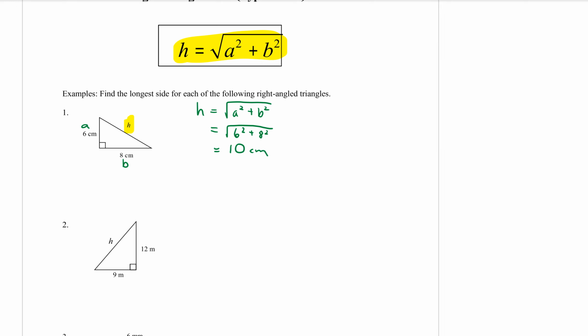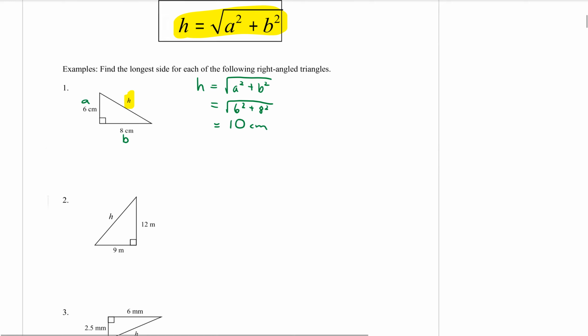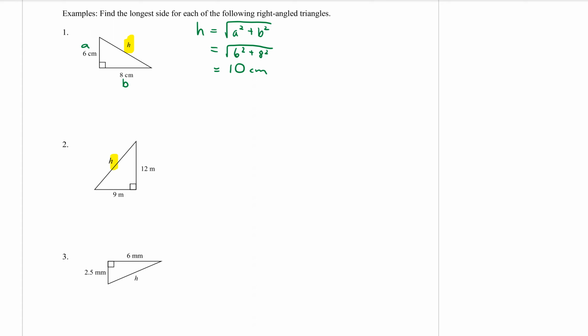And that's it. That's what we're doing. That's Pythagoras' theorem. Easy, right? Let's do it again. Question 2. Let's do it again. We're finding the hypotenuse, the H. So we write our formula down. H equals big square root of A squared plus B squared.